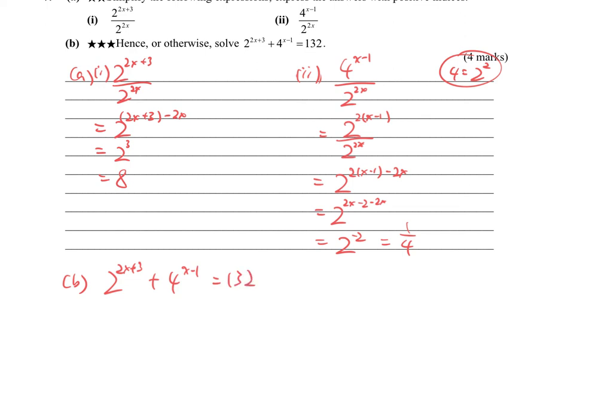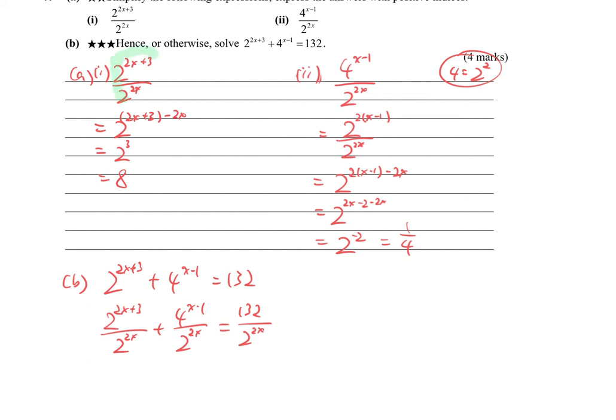By observing the question of A and B, actually 2 to the power 2x plus 3 is quite similar to the first part of A. And 4 to the power x minus 1 is quite similar to the second part, but both of them should have division by 2 to the power 2x. So we try to do the division of 2 to the power 2x on both sides. And then we try to do substitution.